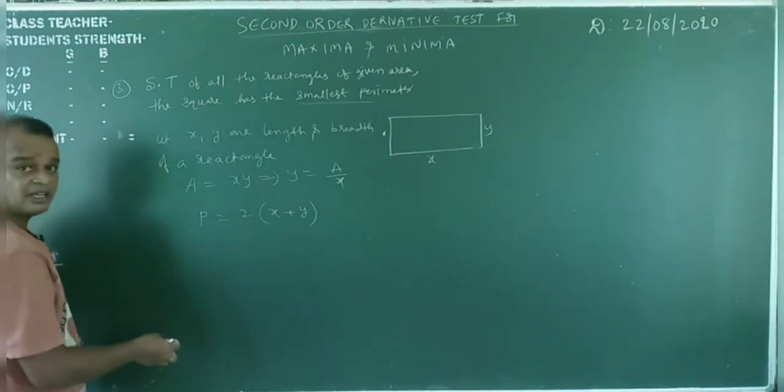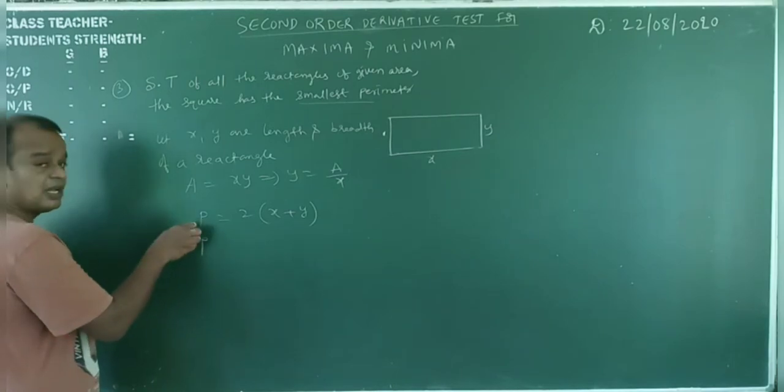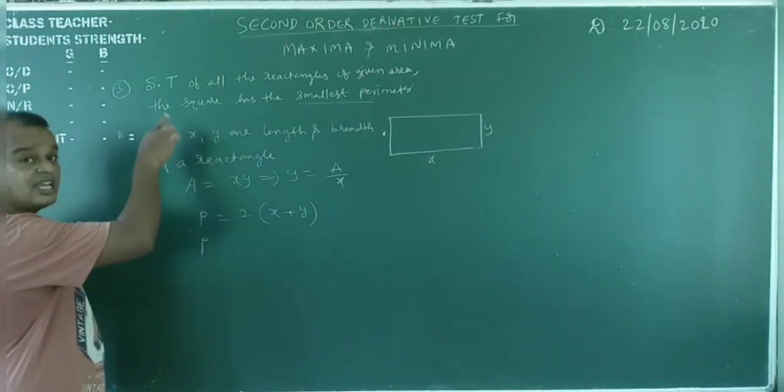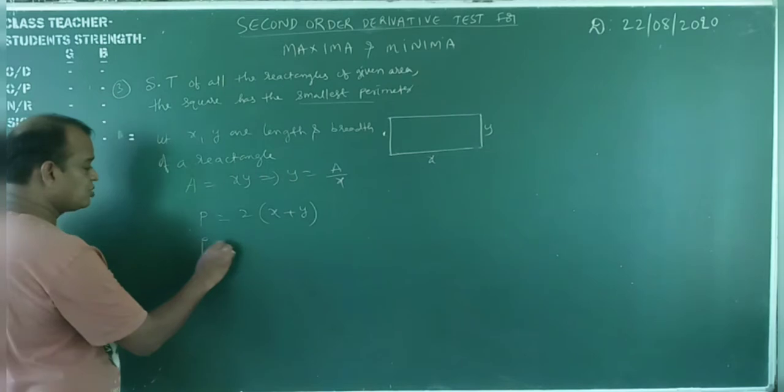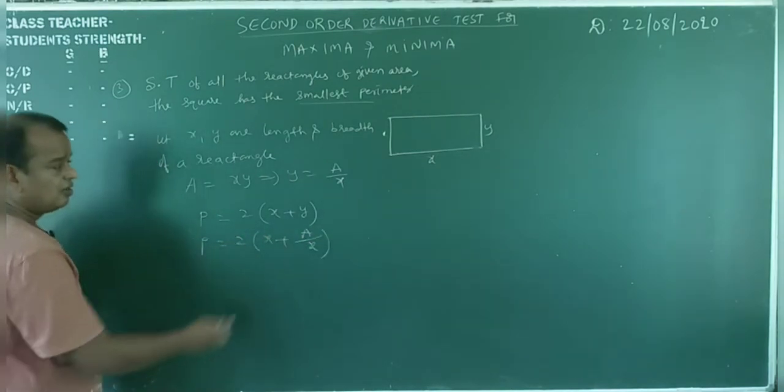Perimeter. This is the minimum. You have to show that this is the minimum. Whenever the perimeter is minimum, the rectangle is a square. P is equal to 2 into (x plus y), where y is equal to A by x.